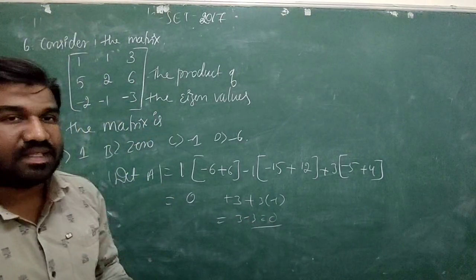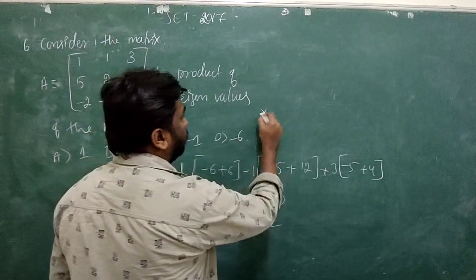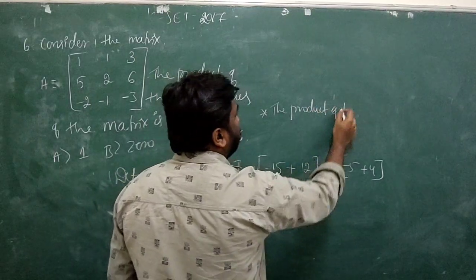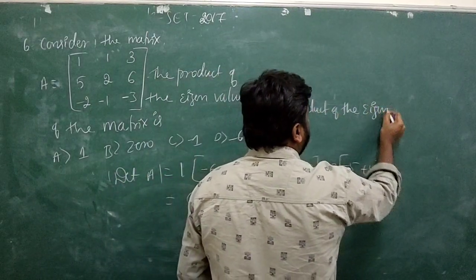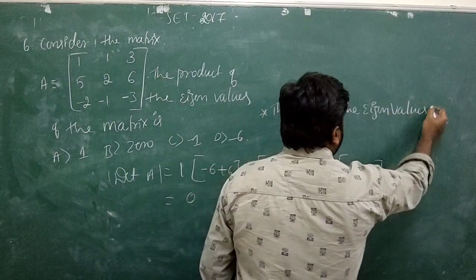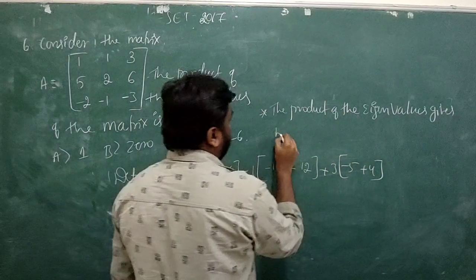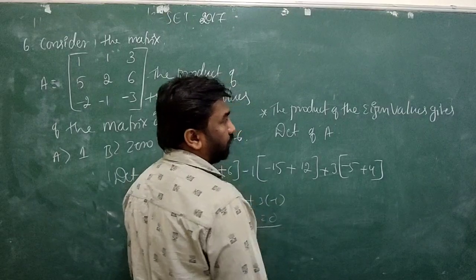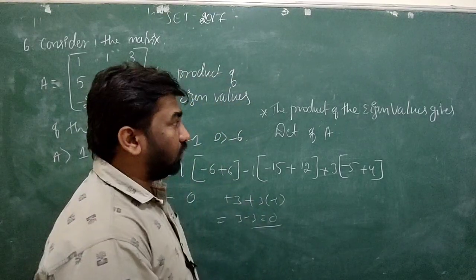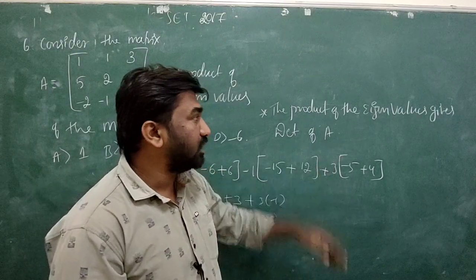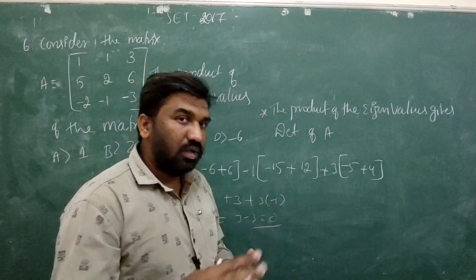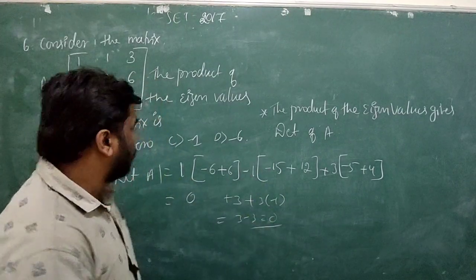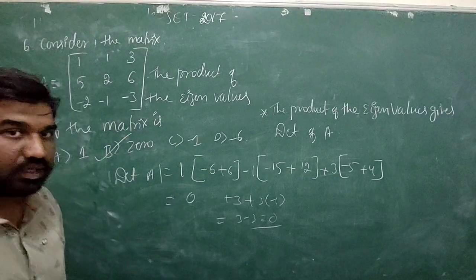So determinant is 0. We know the property of eigenvalues, the product of the eigenvalues gives determinant of matrix A. Whatever the matrix, if you multiply the eigenvalues you calculated for the matrix, that is also equal to the determinant of that matrix. So answer is 0. Option number B is correct.